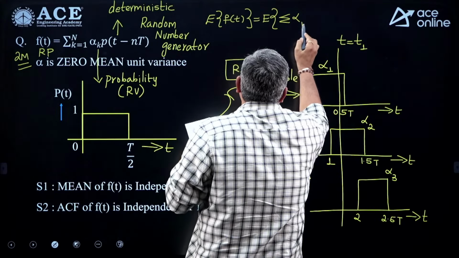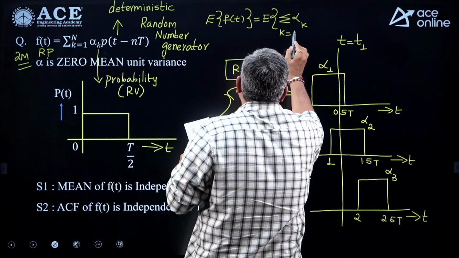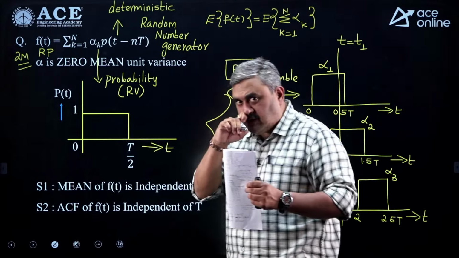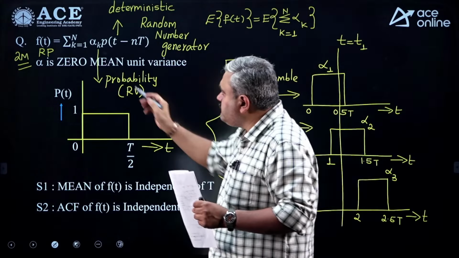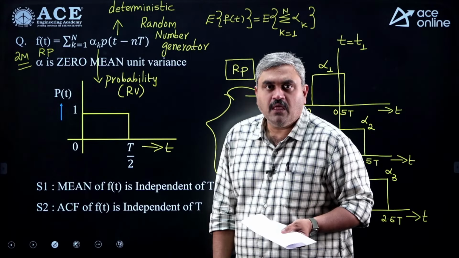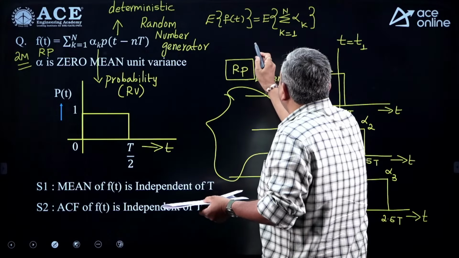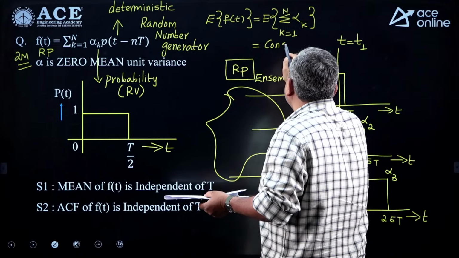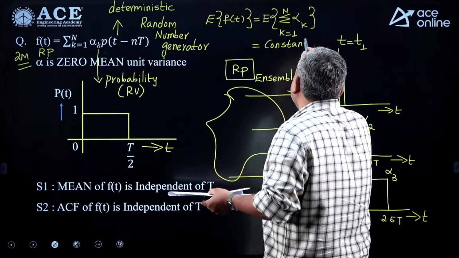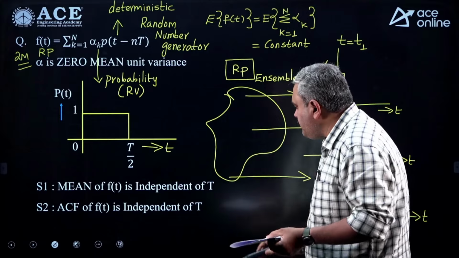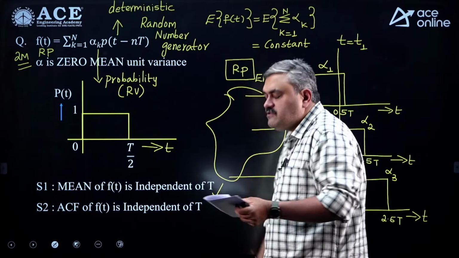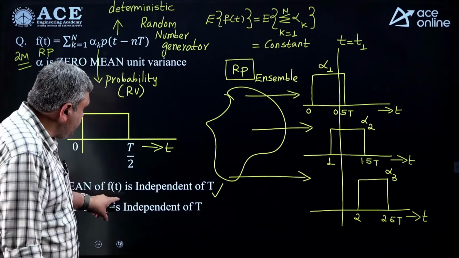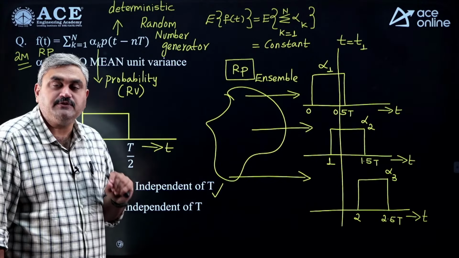Correct or not? Because there is no expectation on a deterministic function, that expectation will be only on a random variable. Now, he only gave that the random variable is having 0 mean. That means, even if you calculate the expectation of this random variable, it should definitely be a constant. There is no doubt it will not be a function of t. So, mean of f of t is independent of t. That statement is perfectly true. Now, what is the second bit? The autocorrelation function of f of t is independent of t. Is it true or not?